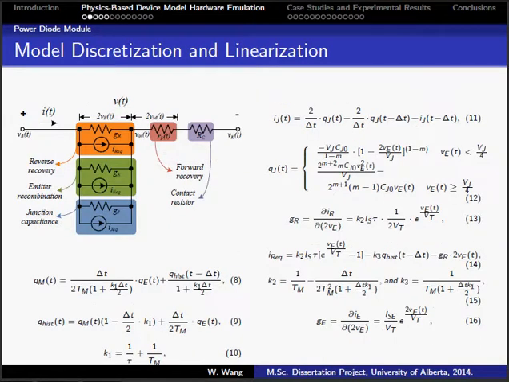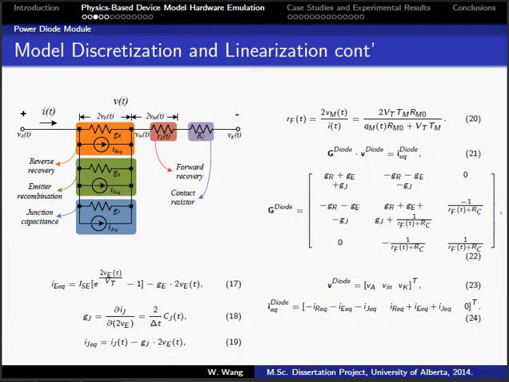The power diode model should be discretized using the trapezoidal rule as well as linearization. Reverse recovery, emitter recombination, and junction capacitance are modeled as their related dynamic conductance and equivalent current. Especially, the forward recovery is modeled as a nonlinear resistance. After that, those conductances and equivalent currents combine into a 3x3 conductance matrix and the current vector of the diode.